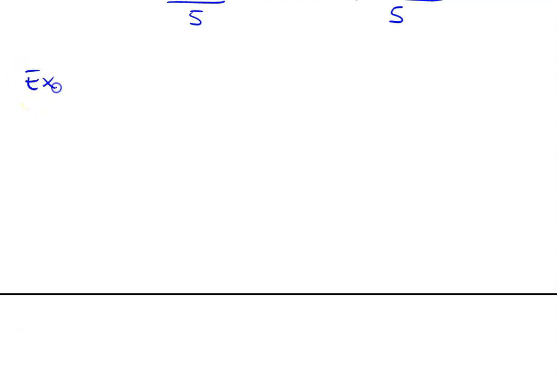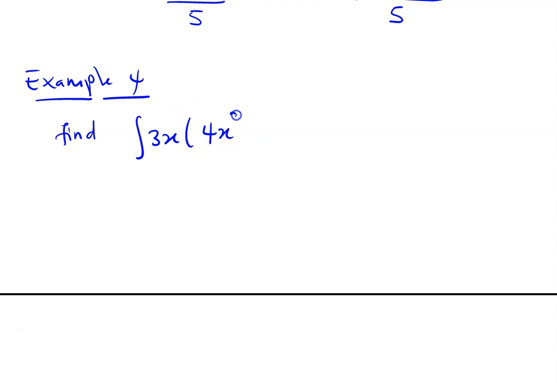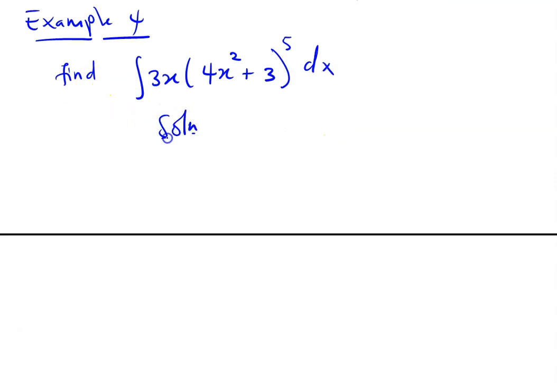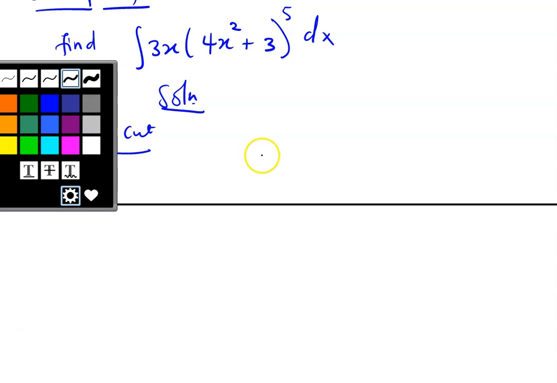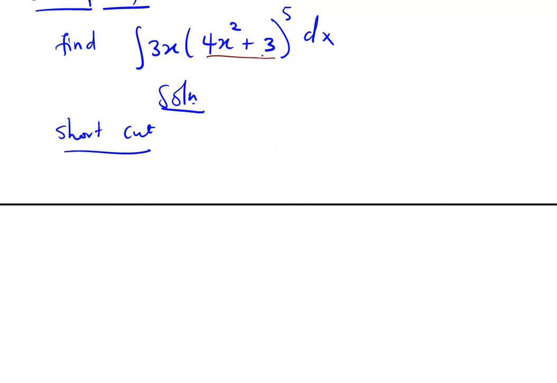So example 4, I guess. The question is asking me to find the integration of 3x into brackets (4x^2 + 3)^5 dx. So the solution using the shortcut: you see, we always differentiate what's inside the brackets. So differentiating what's inside the bracket, what do we get? We are going to get 8x. That's the answer for differentiating what's inside the bracket.